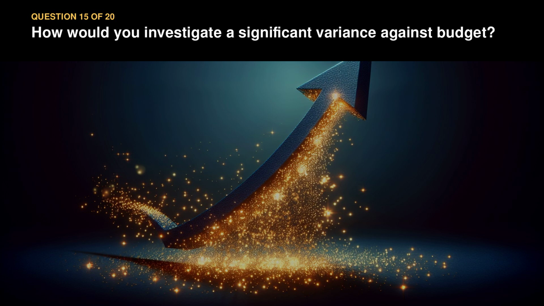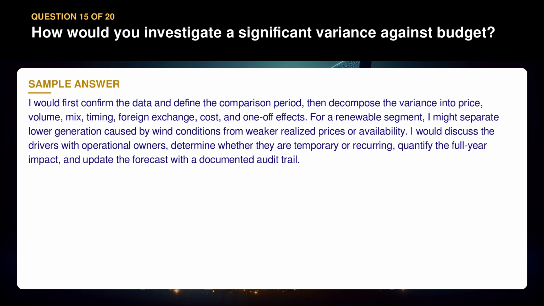Question 15. How would you investigate a significant variance against budget? I would first confirm the data and define the comparison period, then decompose the variance into price, volume, mix, timing, foreign exchange, cost, and one-off effects. For a renewable segment, I might separate lower generation caused by wind conditions from weaker realized prices or availability. I would discuss the drivers with operational owners, determine whether they are temporary or recurring, quantify the full-year impact, and update the forecast with a documented audit trail.